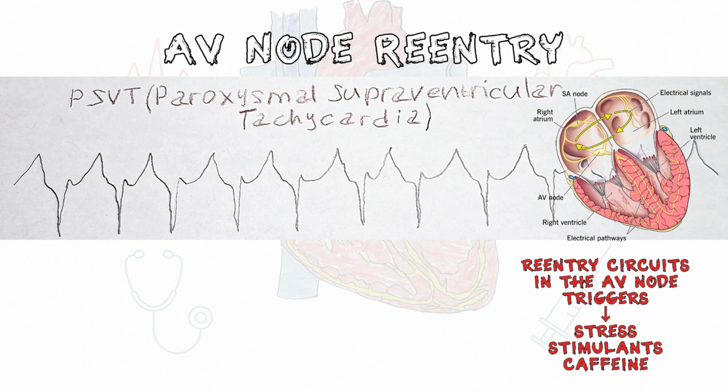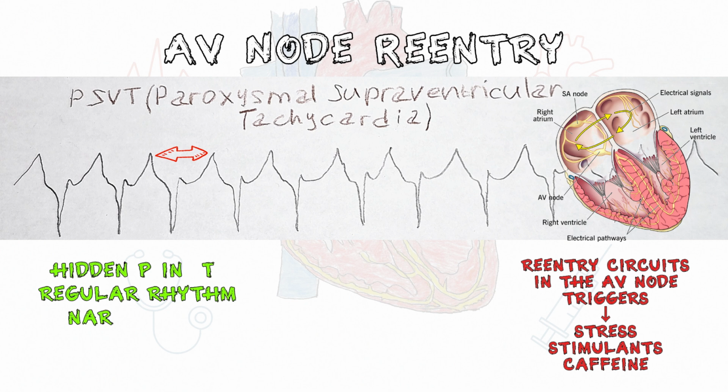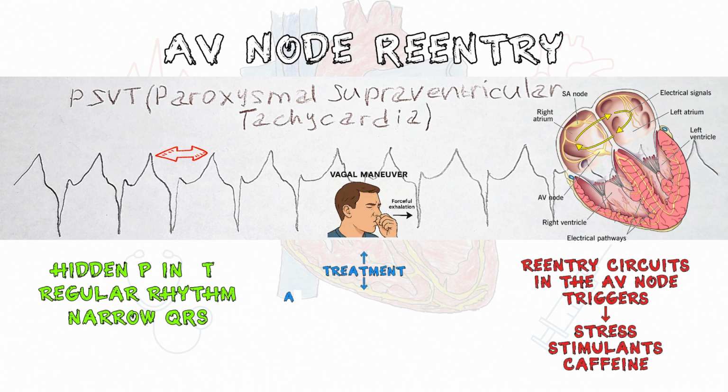How does it look on ECG? P waves are hidden in the T wave. The rhythm is regular and the QRS is usually narrow unless aberrancy occurs, which means supraventricular rhythm with wide QRS due to abnormal conduction. PSVT treatment begins with vagal maneuvers, followed by adenosine, then beta blockers or calcium channel blockers.